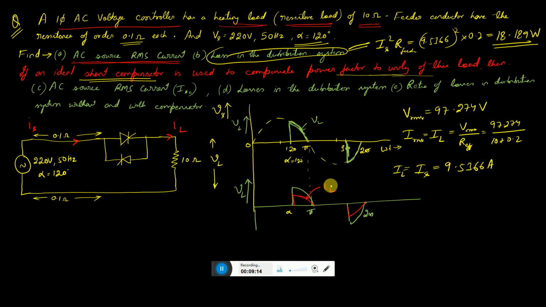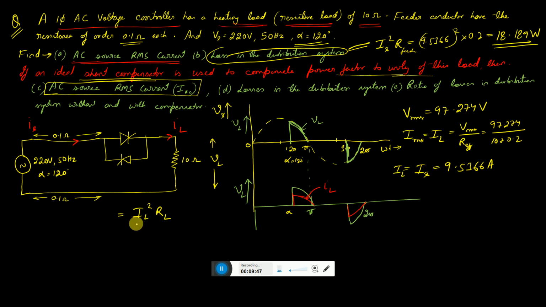Now, if an ideal shunt compensator is used to compensate the power factor of this load to unity, where this load current otherwise does not have a unity power factor, but if there is a compensator which can make this load a unity power factor, then what will be the AC source RMS current in that particular case? In that case, the power which is required by the load is IL squared into RL. This is the active power which is required.